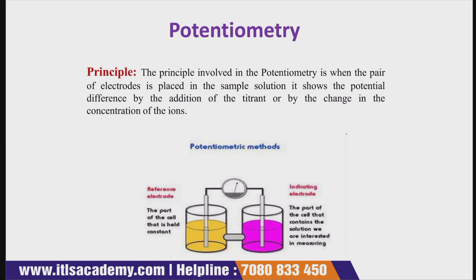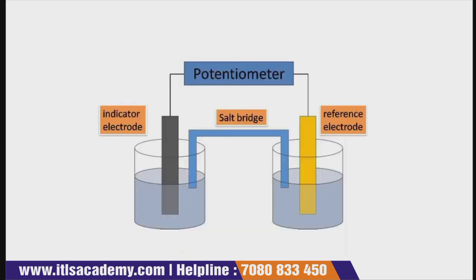Again, what is the principle of potentiometry? The principle involved in potentiometry is that when a pair of electrodes, one the reference electrode and the other the indicating electrode, are placed in the sample solution, it shows a potential difference. As you can see, both electrodes are placed in the solution, and this is an electrolyte solution.